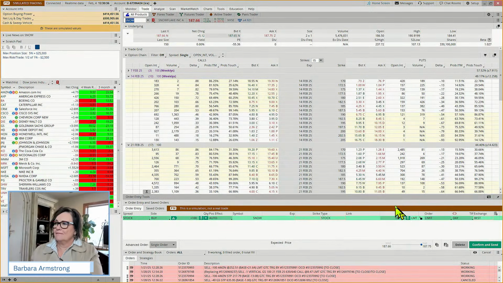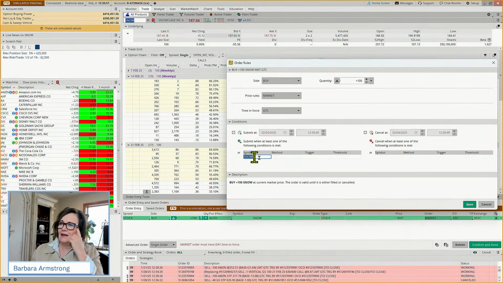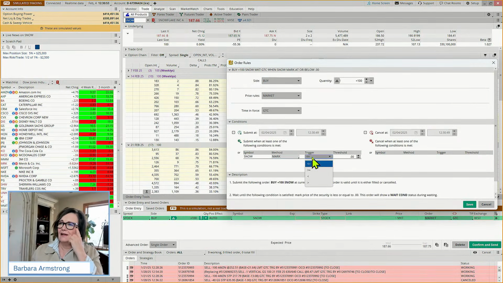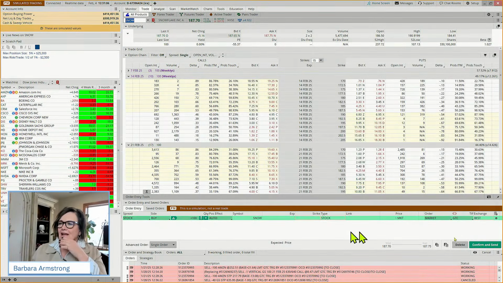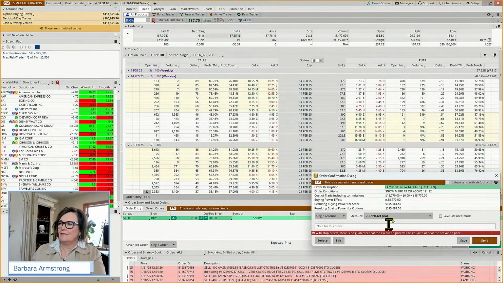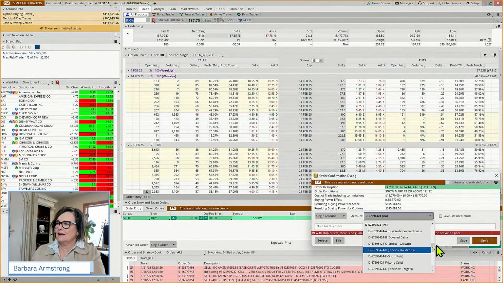And actually, we don't want to buy it yet. We only want to buy it if it goes above. And this is the way that is easiest for me to enter in my mind. We're going to make this good till canceled. We're going to say we want to buy Snow if and only if it goes above 191.92. Save. And then when we come in here, we're going to put this in our trend trading.